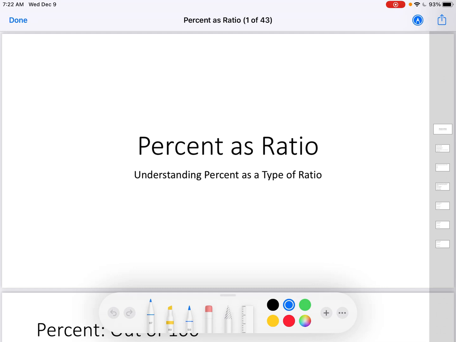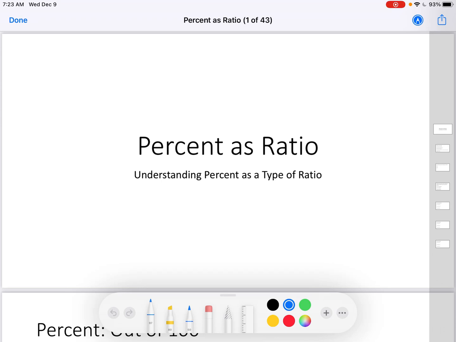Percents are really different things for different times. Percents can be talked of as a ratio. Percents can be talked of as a fraction. Percents can be talked of as a decimal. Percents can be talked of as a percent. They are all the same thing. They can be used different ways in different circumstances. Today's video is just to get you to understand a percent as a ratio, as a type of ratio.